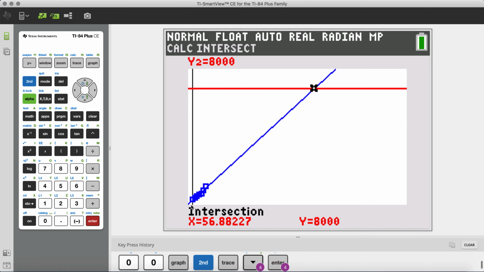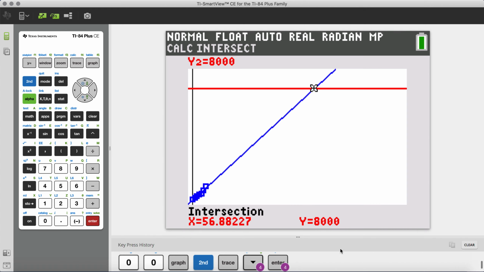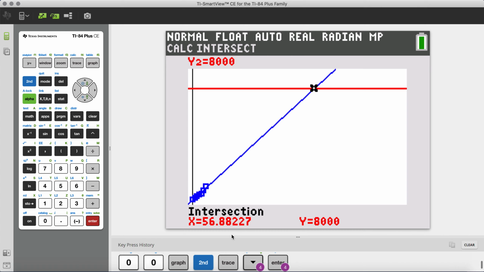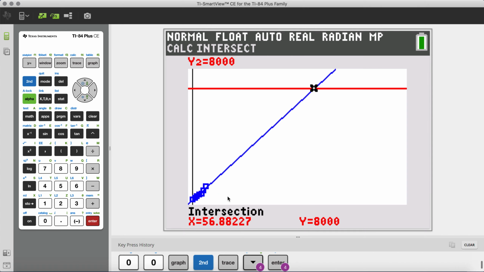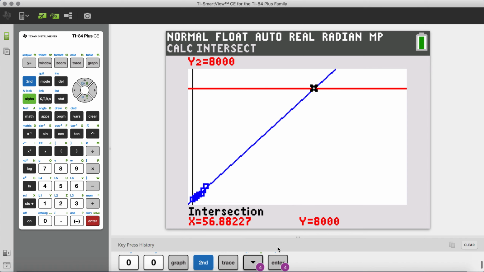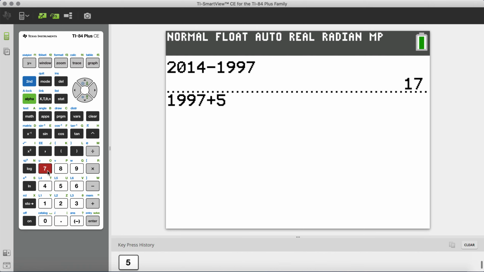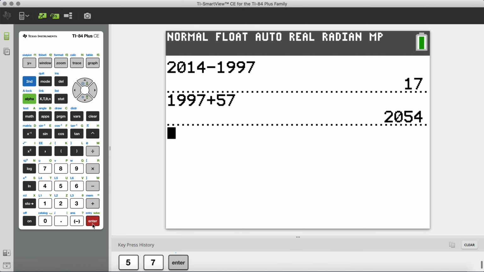So 56.88 years, the tuition is going to be about $8,000. The question was, when will college tuition be expected to be $8,000? So you could say 56.88 years, right? But tuition doesn't change in the middle of the year, so I would probably say 57 years. 57 years after 1997. So what you should do then is go 1997, add 57 years to it. So 2054, it's projected that tuition will be $8,000. So this would be your final answer, 2054.